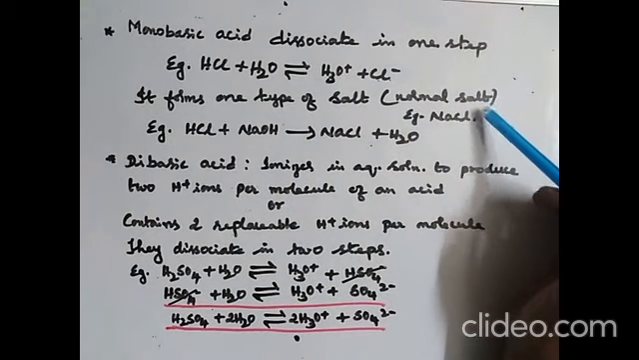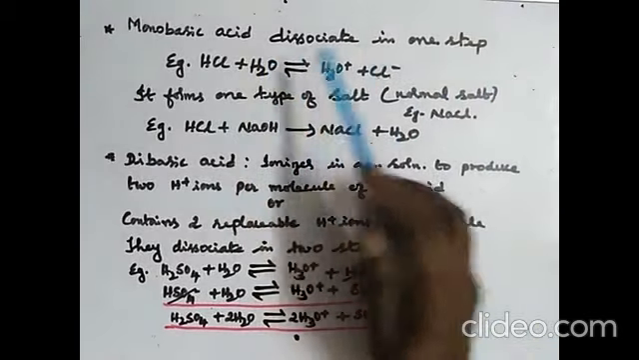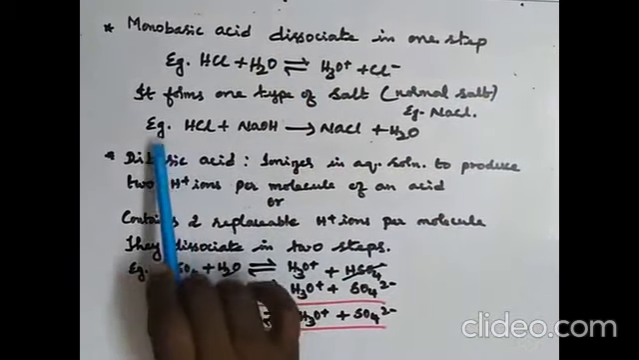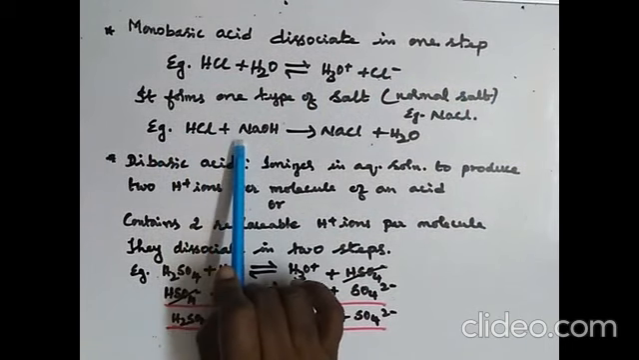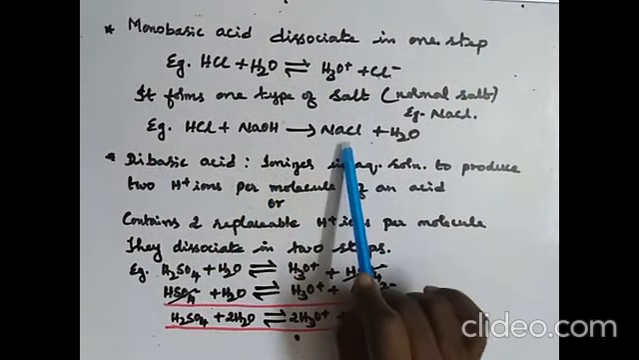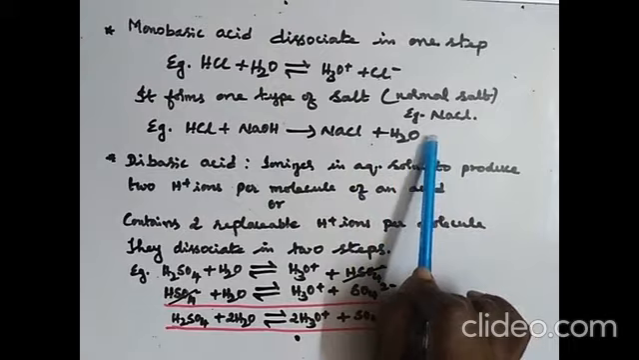So one such salt is normal salt. Monobasic acids form normal salt. Example, hydrochloric acid combines with sodium hydroxide to give sodium chloride and water.